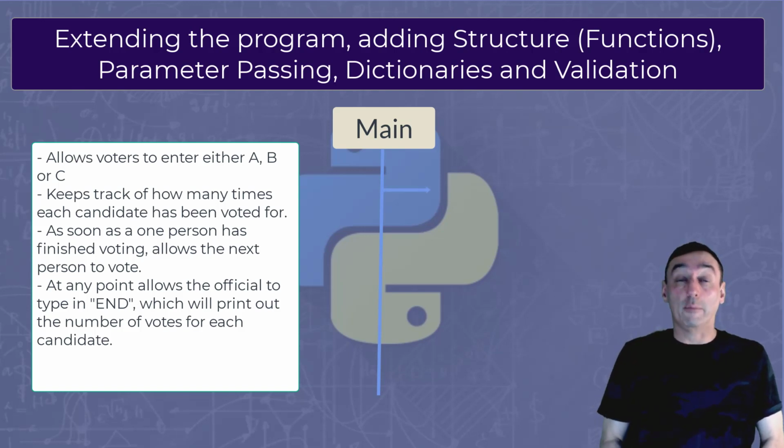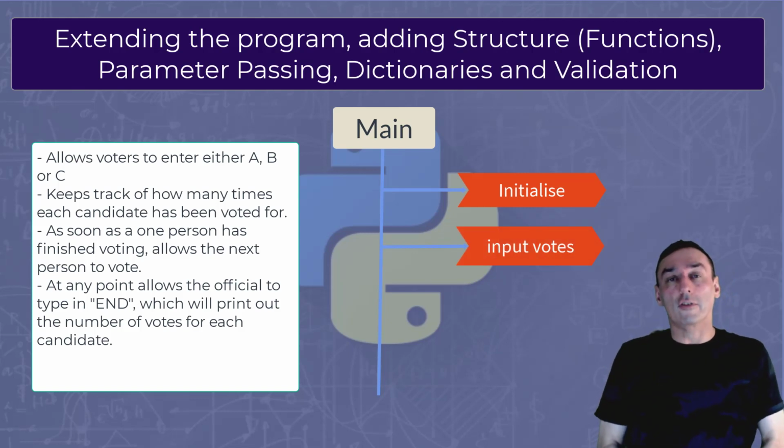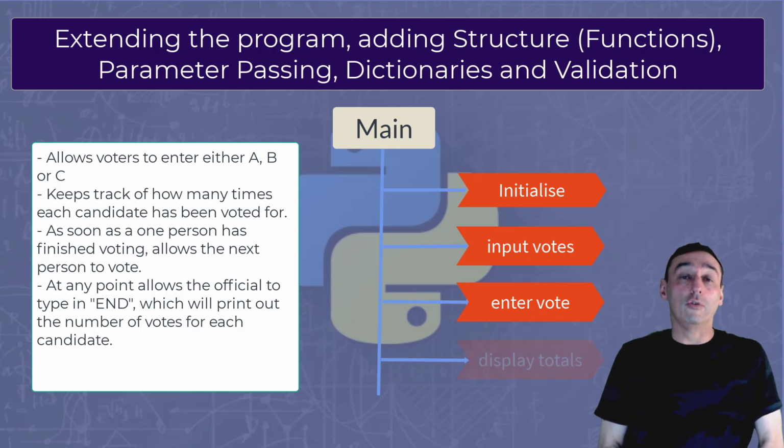The first function I'm going to define is the initialize function, which will essentially initialize all the variables that I need in my program. I will then call another function called input votes, which will simply collect the votes in a loop for each candidate. Then I'm going to have an enter vote function which will validate the votes that I've put in. And lastly, I'm going to create a function to just display the totals for each candidate. So I've now taken this program and structured it in a way that I'm going to now create the program.